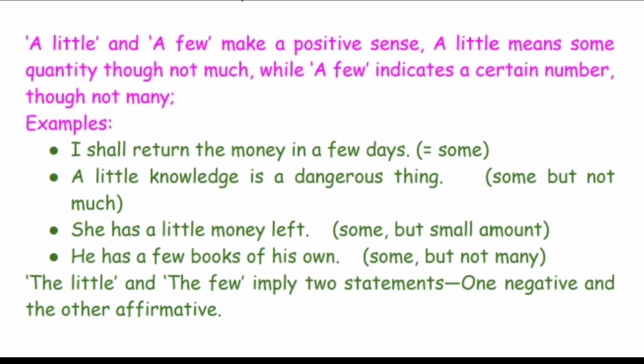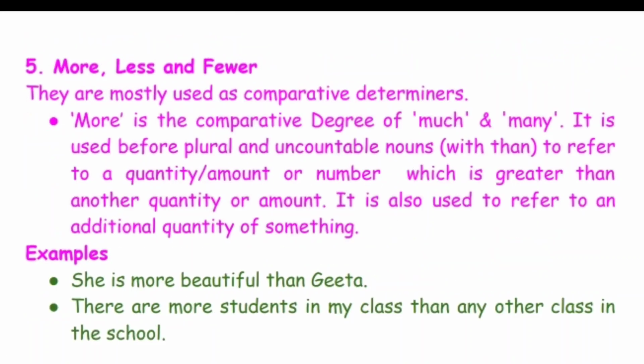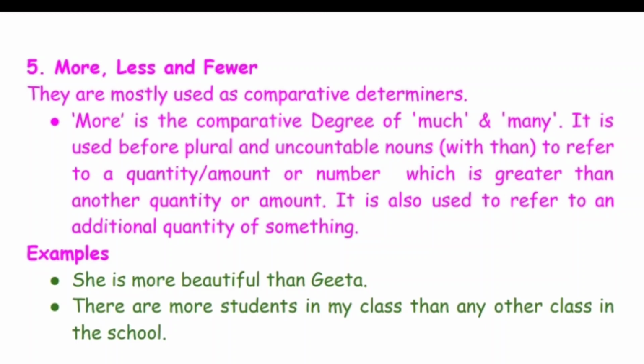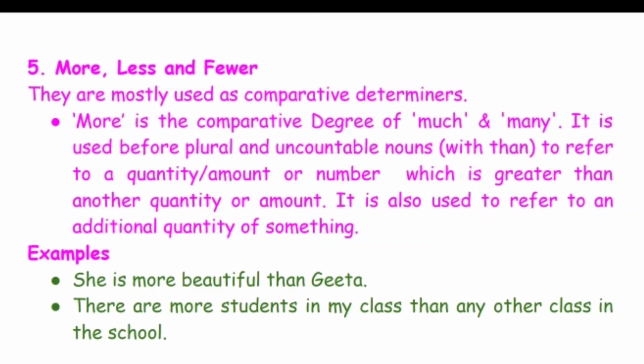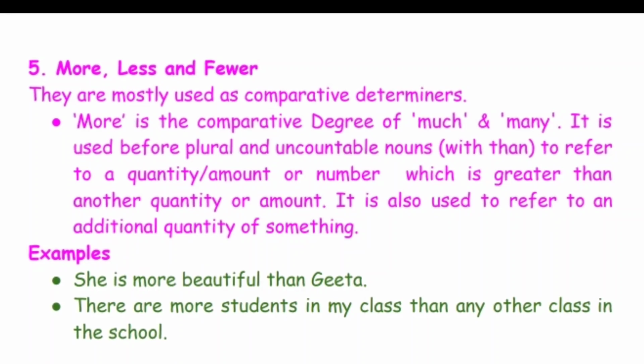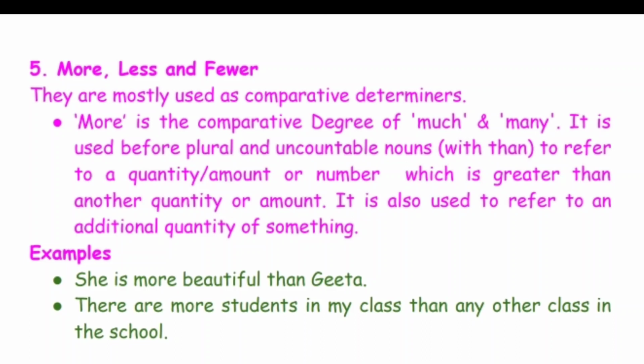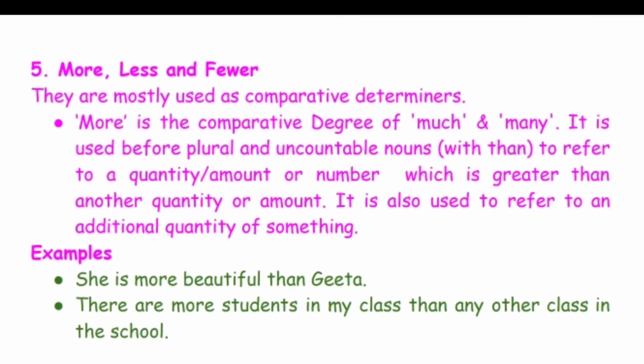More, less, and fewer. They are mostly used as comparative determinants. These three are the comparative determinants: more, less, and fewer. More is the comparative degree of much and many. It is used before plural and uncountable nouns with than to refer to a quantity or amount or number which is greater than another quantity or amount. It is also used to refer to an additional quantity of something.